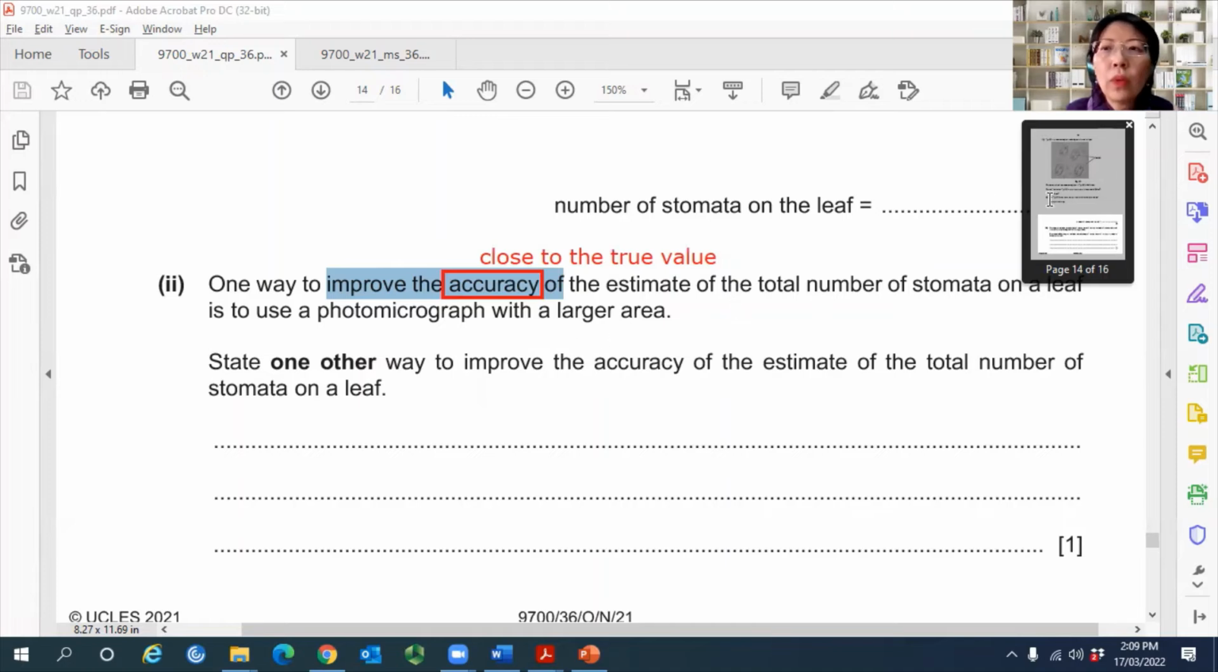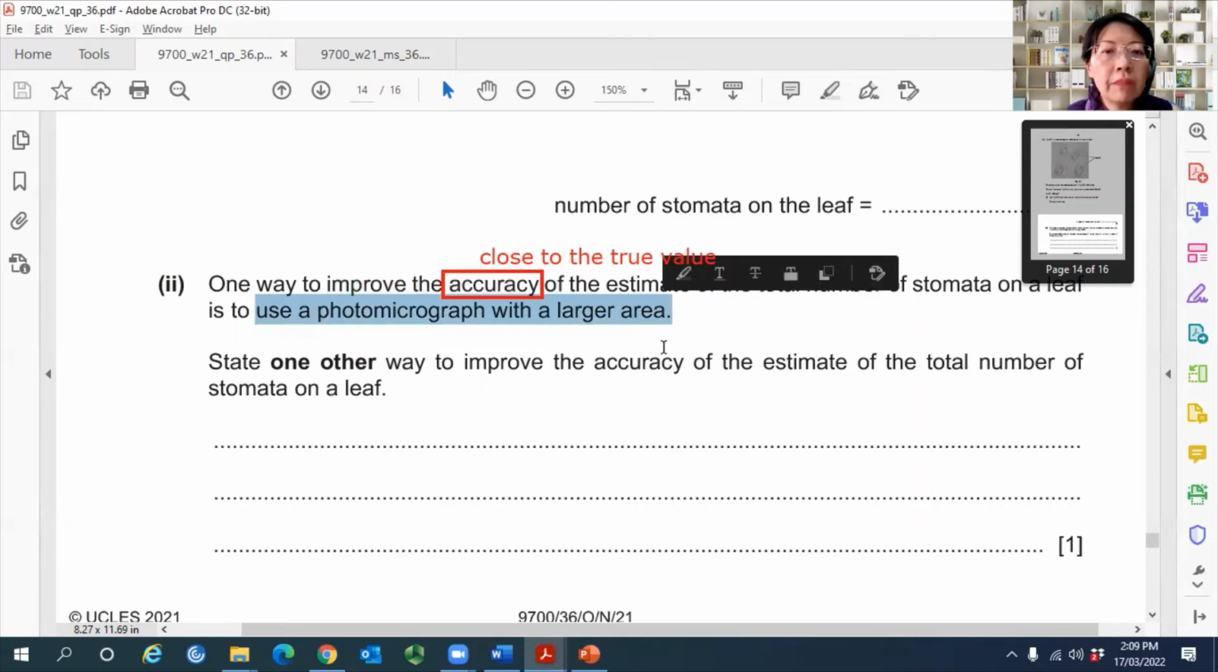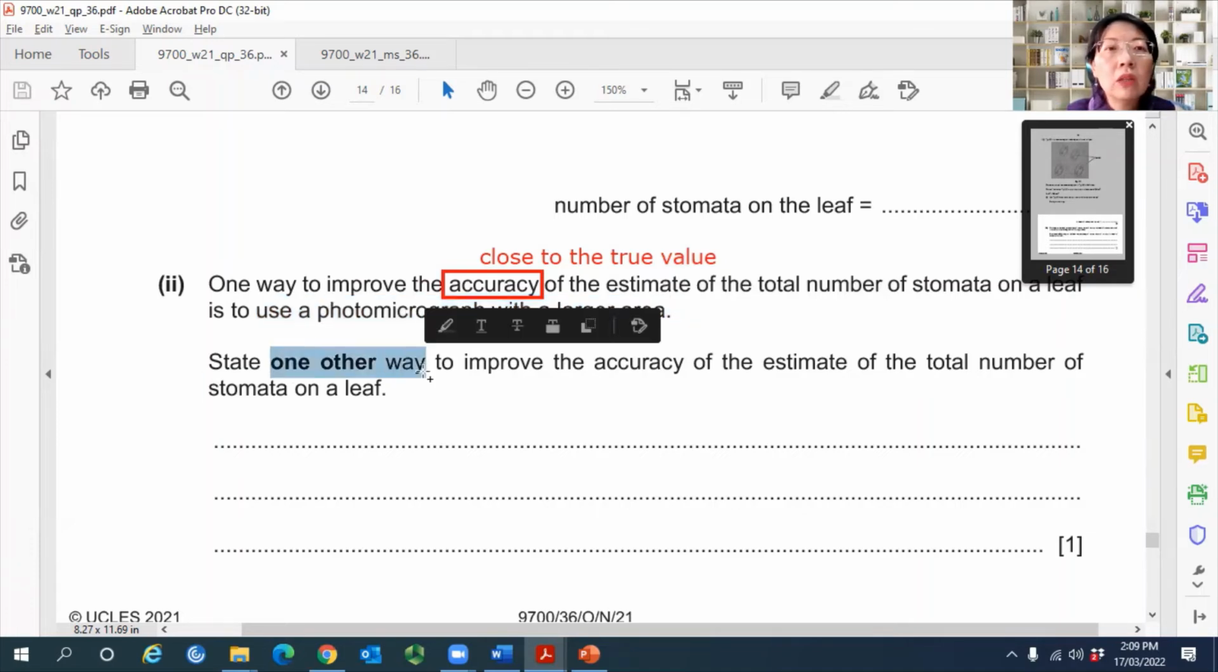So they say one of the ways is you need to use a photomicrograph with a larger area so that it represents a bigger area. You can see more stomata, but this is not so good. You need to say one other way. So one other way is you need to take the reading of the total number of stomata in different areas of the leaf.